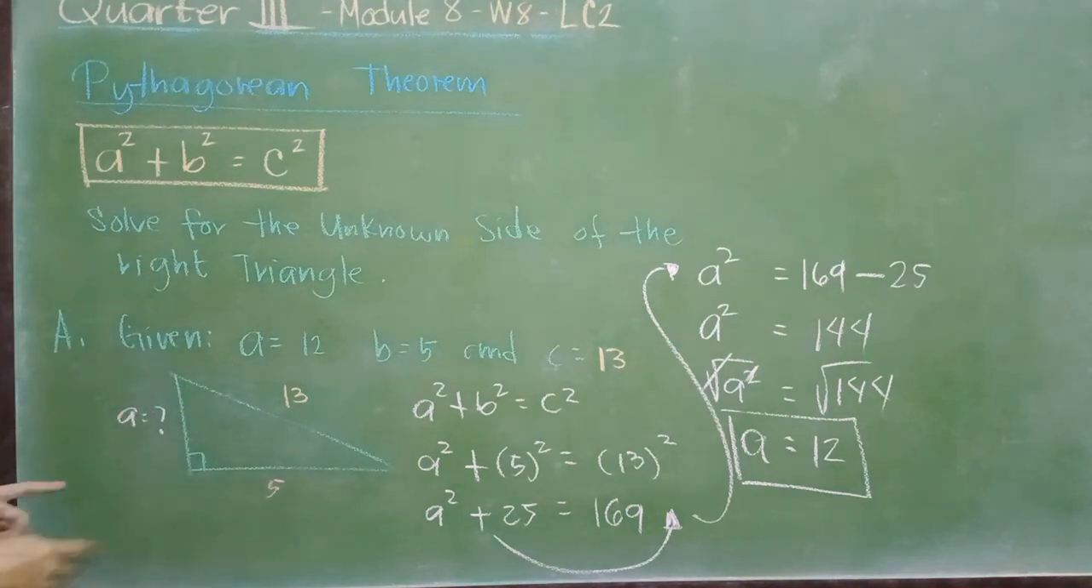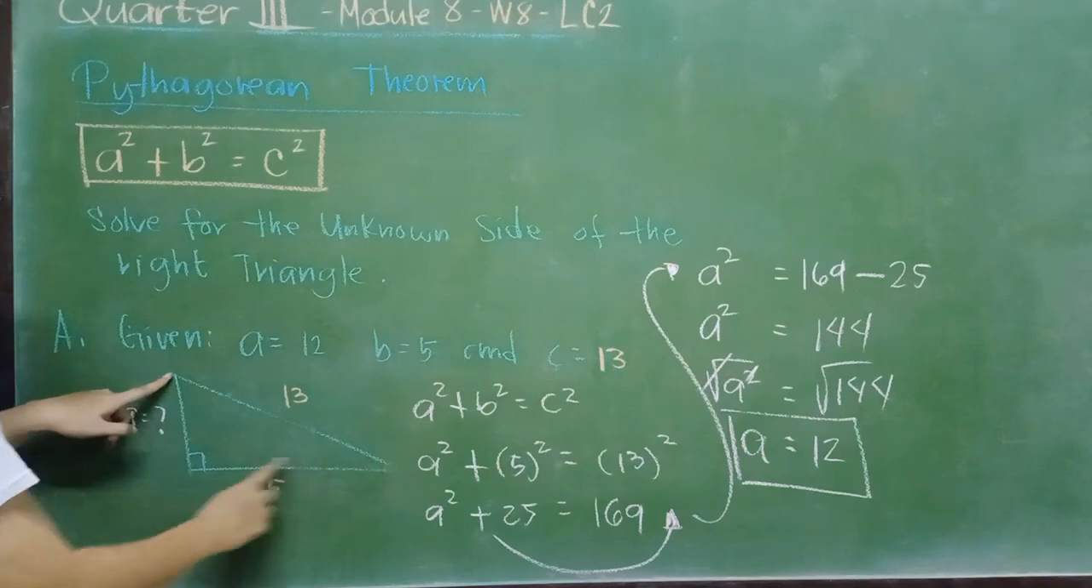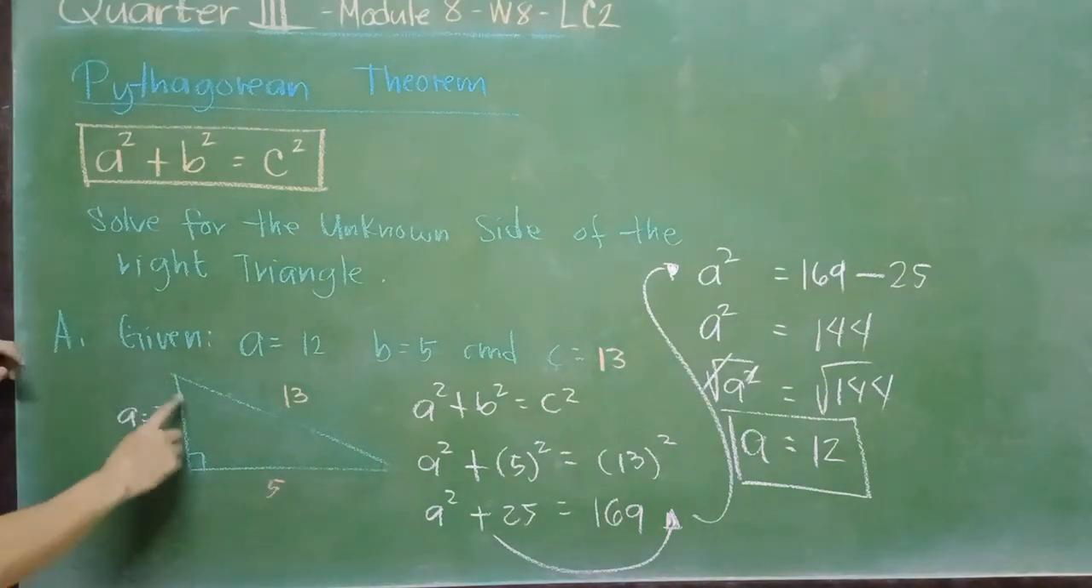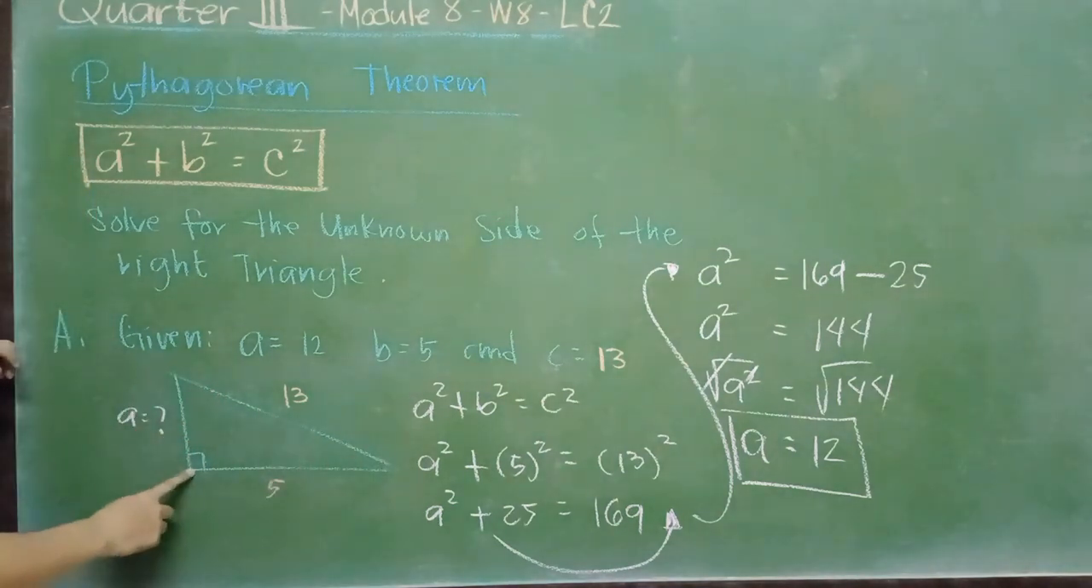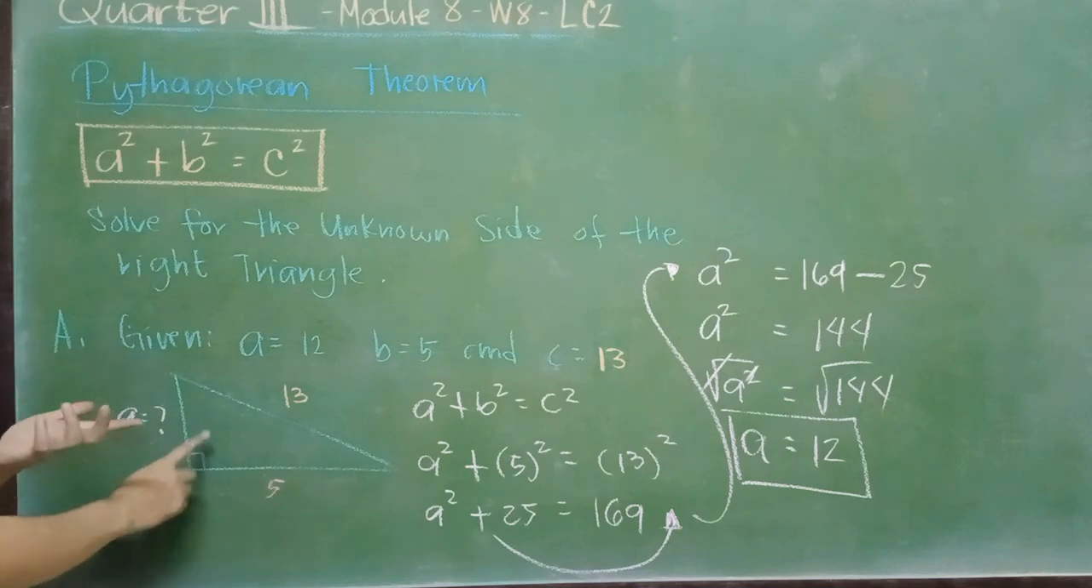Basta tatandaan mo lang, yung pinakamahabang side is yung nasa opposite ng right angle. So ito pala yung pinakamahabang side. Kung ito yung right angle mo, yung pinakamalaking value dapat ilagay mo dito.